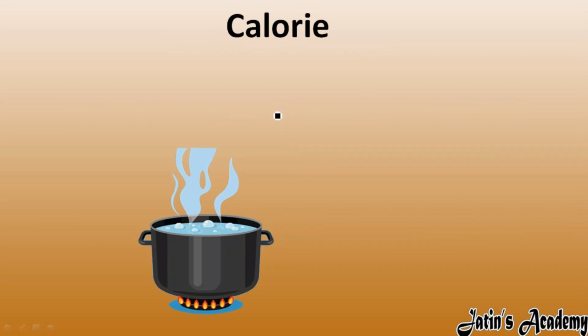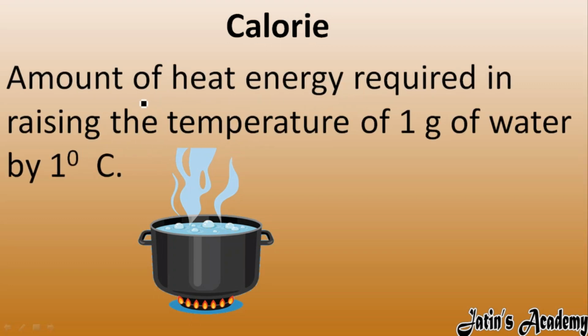So what is 1 calorie? This definition is very important also from the point of view of other chapters. Calorie is defined as the amount of heat energy required to raise the temperature of 1 gram of water by 1 degree Celsius. What is the meaning of this? Carefully see. For example, I have 1 gram of water here, and its initial temperature is, for example, 20 degrees Celsius.